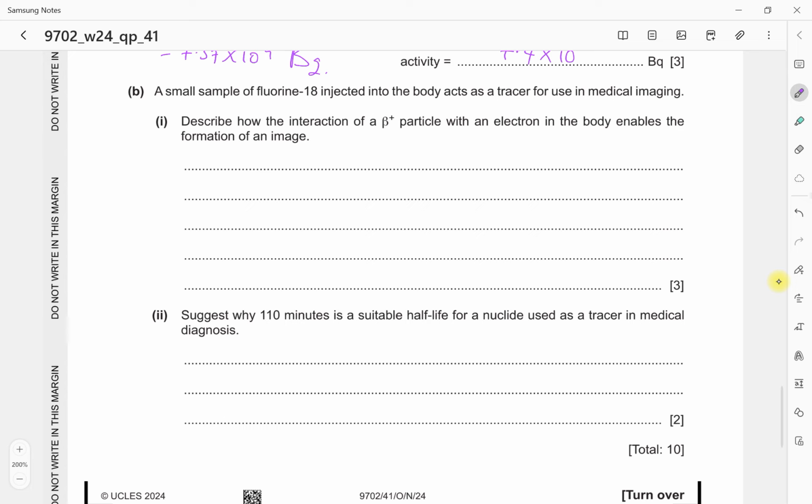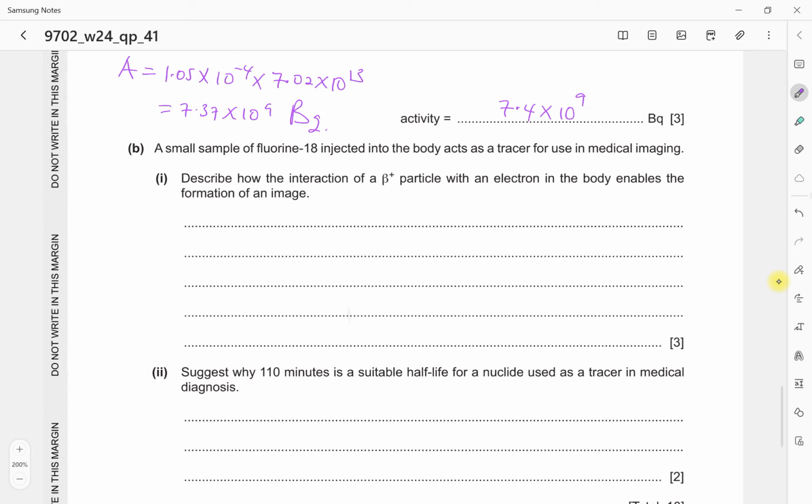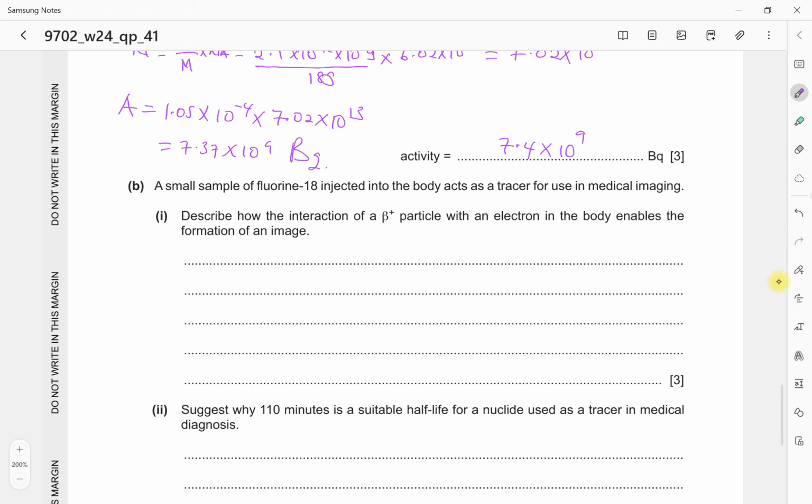A small sample of fluorine 18 injected into the body acts as a tracer for use in medical imaging. Describe how the interaction of beta plus particle with an electron in the body enables the formation of an image. Of course, your teacher must have told that the beta plus particle annihilates the electron, and their mass is converted into two gamma ray photons, which move in opposite directions and leave the body to the detector, which is around the body.